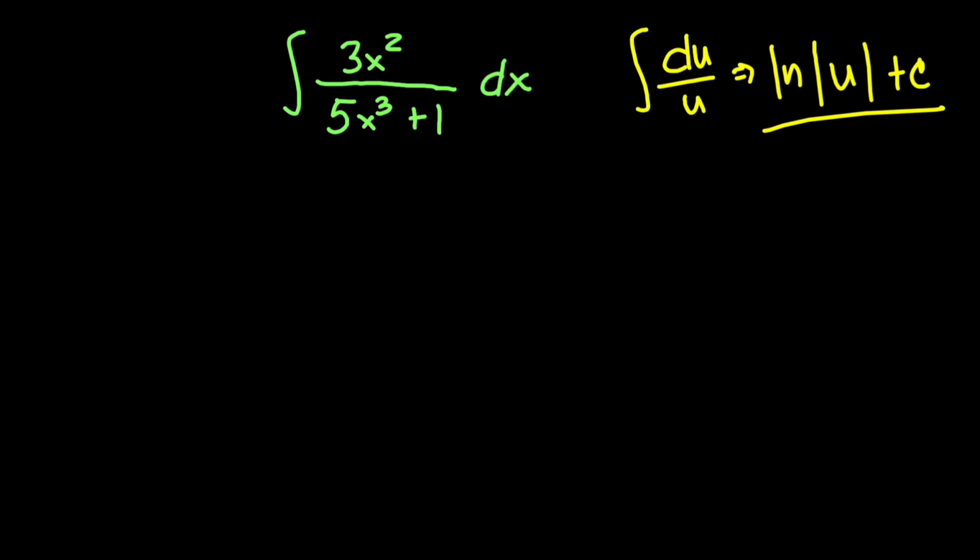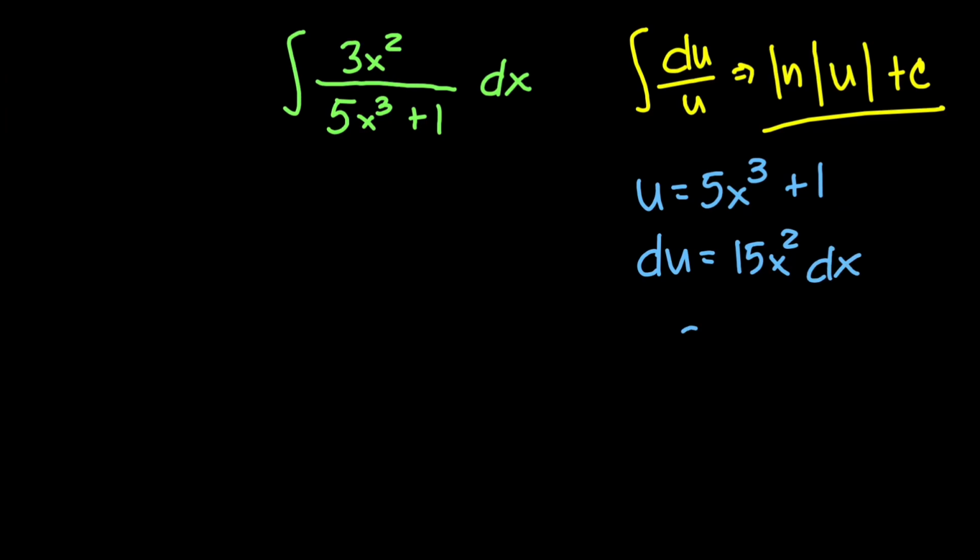The integral of 3x squared over 5x cubed plus 1. We can see here that the denominator has a bigger exponent than the numerator. So we can use u substitution. Let u here be 5x cubed plus 1. The derivative of 5x cubed would be equal to 15x squared. The derivative of 1, which is a constant, is equal to 0. So dx right here would be equal to du over 15x squared.